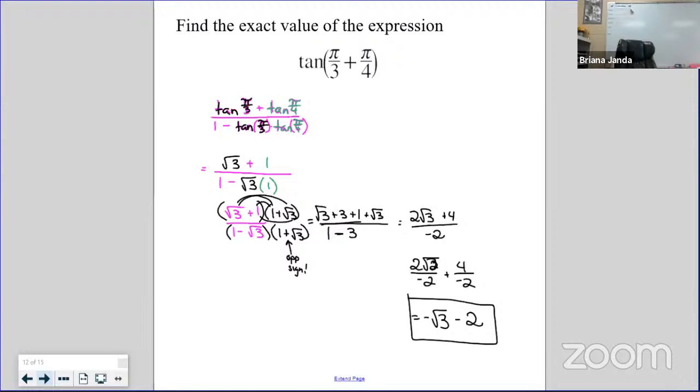Questions? It's enough work. I would avoid the square root of pi over 6 because it will be more work, and it's worth the time to figure out a different pair that will add to the numerator that won't simplify to a 6 in the bottom. You want a pi over 3 or a pi over 4.